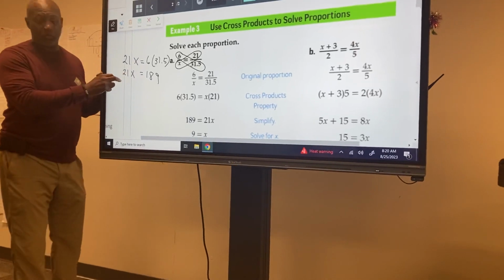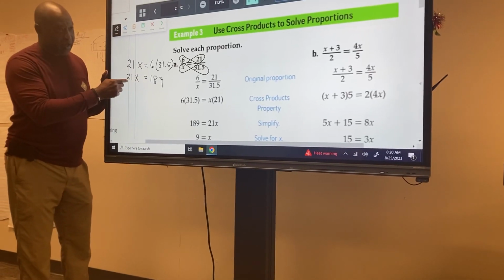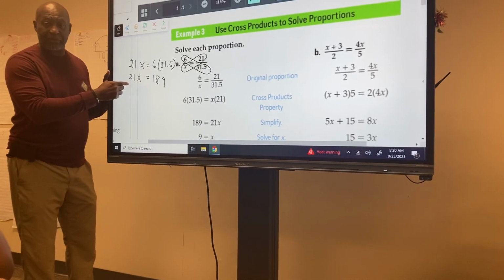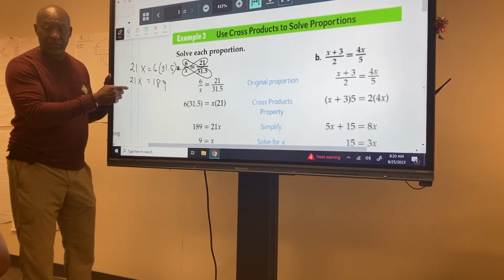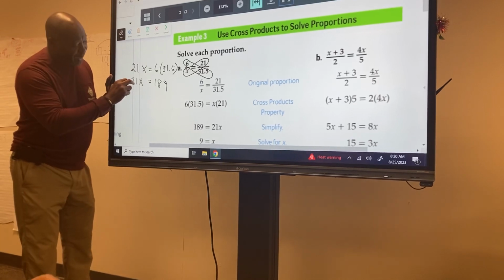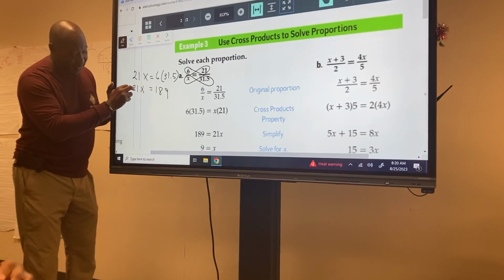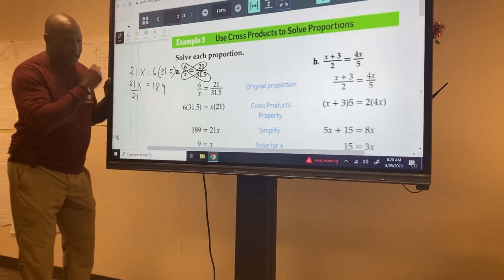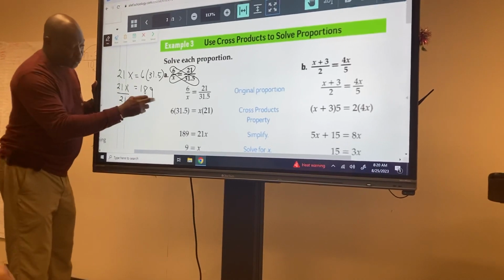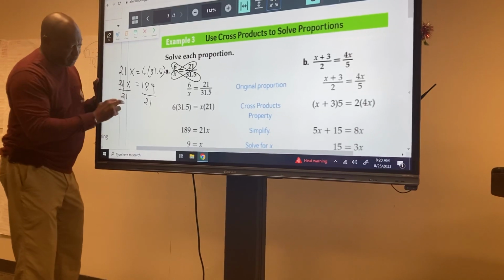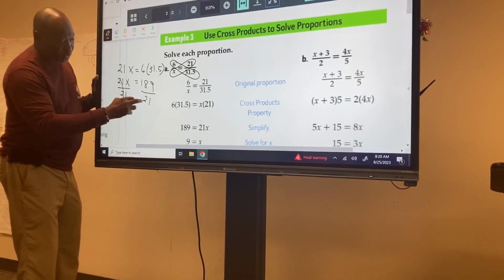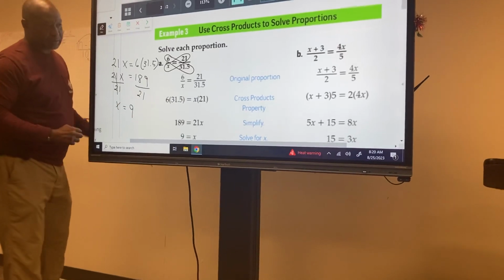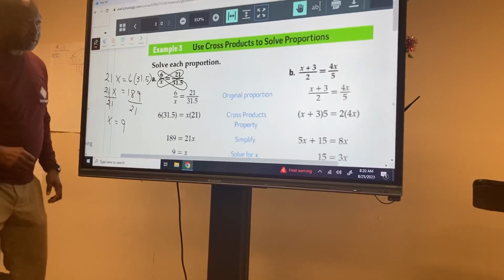This operation, when you get a variable and a number in front, that represents multiplication. What's the opposite of multiplication? Division. So you're going to divide by the coefficient, the number that's in front of the variable. Okay? Whatever you do on one side, you have to do on the other side. So 21 goes into 189 9 times. Okay? That's how you solve that one.